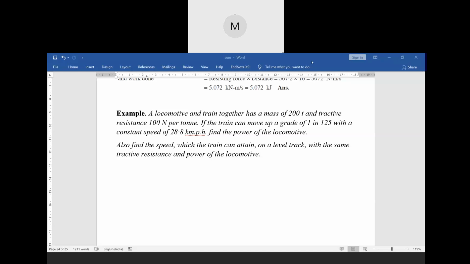Because in one ton, it is 100 Newton. It means 100 Newton per ton, so in one ton, each is 100 Newton. So we have to multiply with 200. Very good. Is it clear? How do you find out the total tractive resistance? Is it clear? Yes, sir.